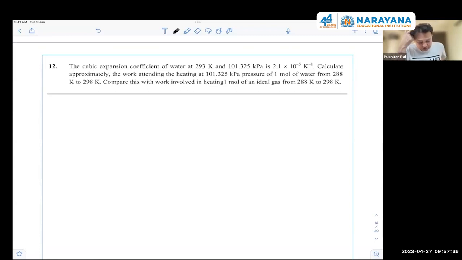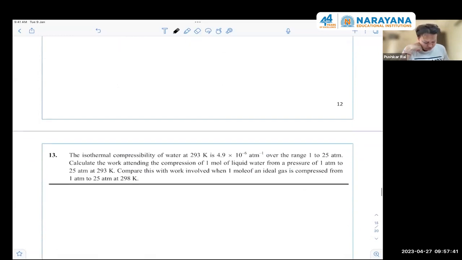Cubic expansion coefficient of water is this. Enough of this, now you will solve it. Let's try this question.